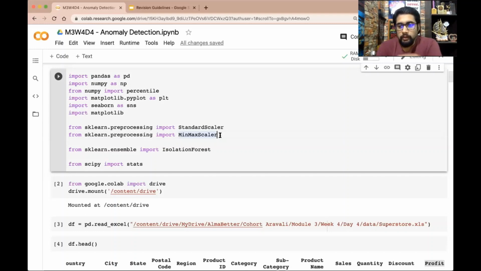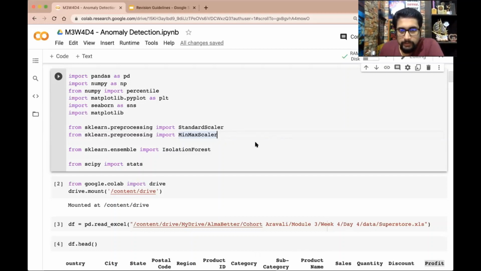But the inherent working of this algorithm is based on the depth of the tree, right? There is some complex formula which gives you a score, which is called the anomaly score. And this isolation forest implementation in the sklearn library gives you a score between -0.5 and 0.5. Okay, so just remember this part.